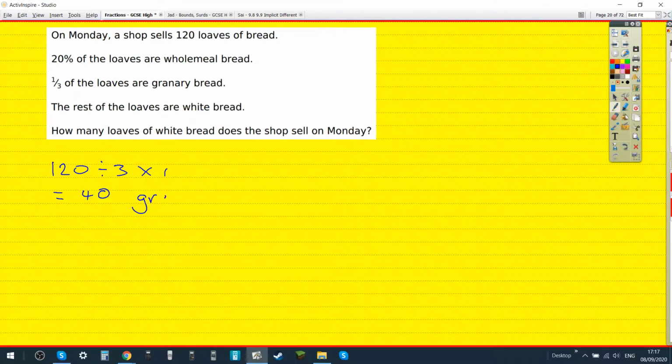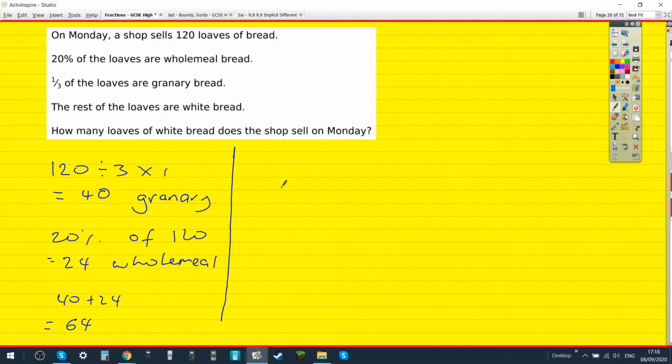And then if you do 20% of 120, that is 24. So if you do 24 out of 40, that's 64. So then the rest, so there is 65.